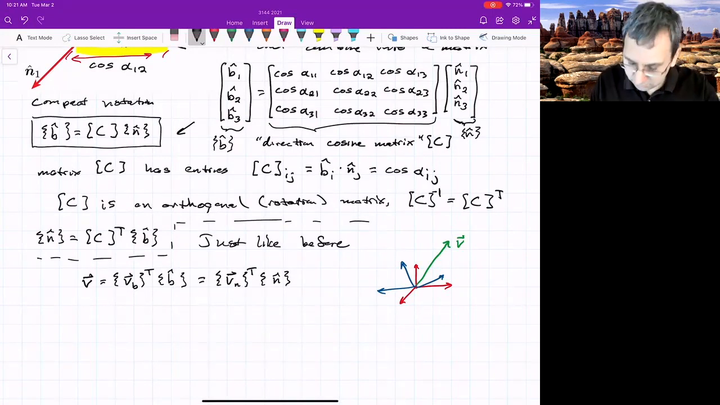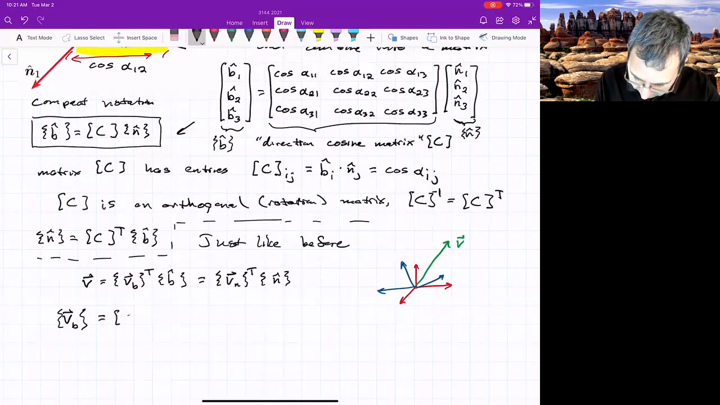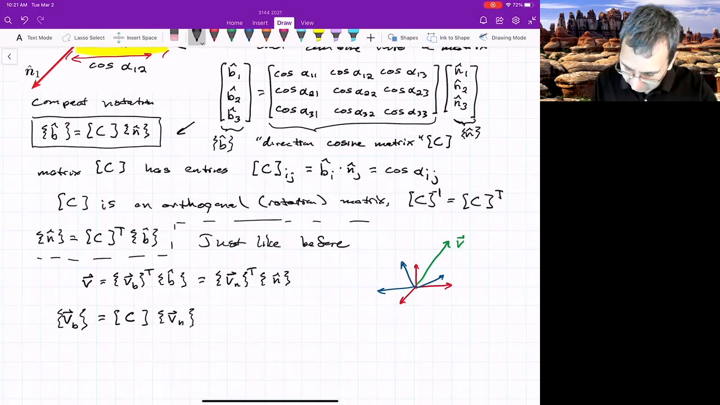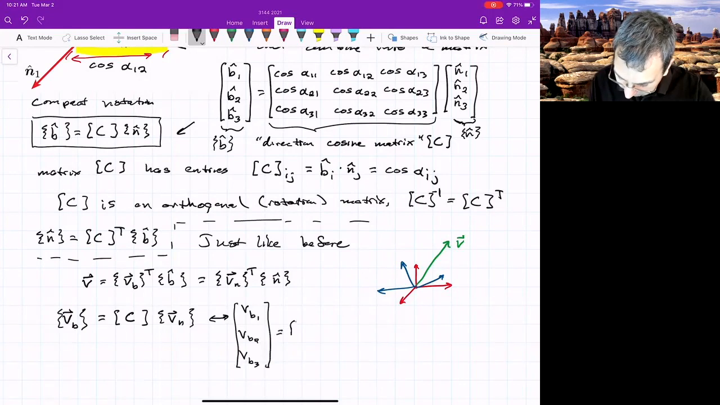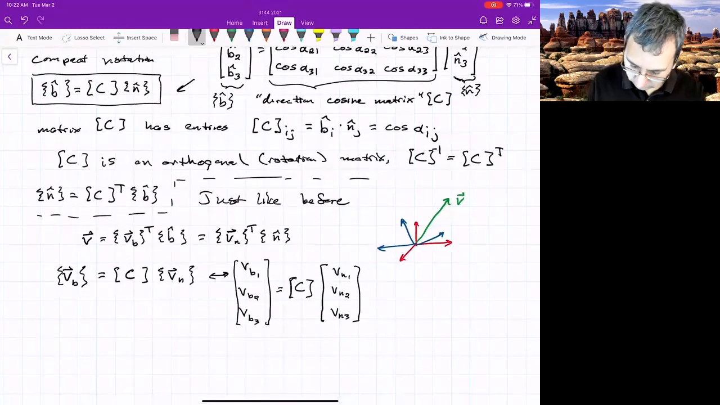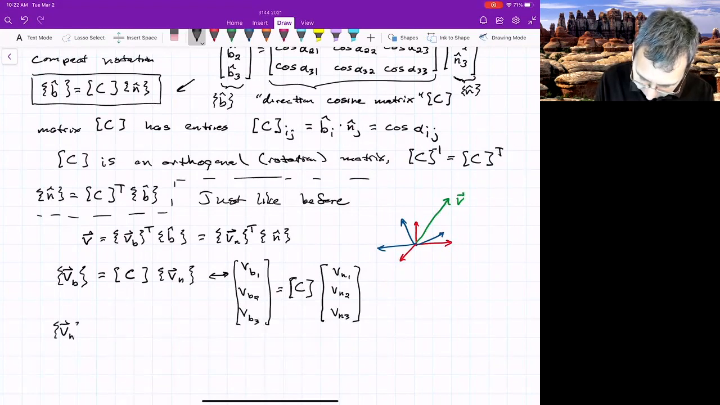So just like up above, you substitute it in and do everything like before, and we would get that the VB components are equal to C times VN. That's the compact notation, right? This is the same as writing VB1, VB2, VB3 equals the cosine matrix C times VN1, VN2, VN3. So it's the compact notation and then writing it out more. And then if you wanted to go the other way, a transpose occurs. So VN equals C transpose of VB.